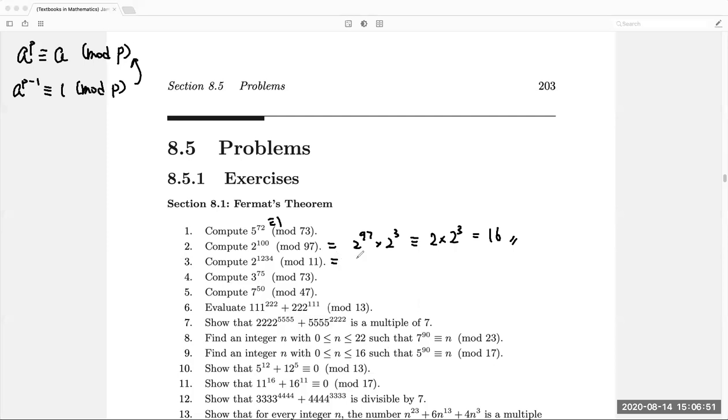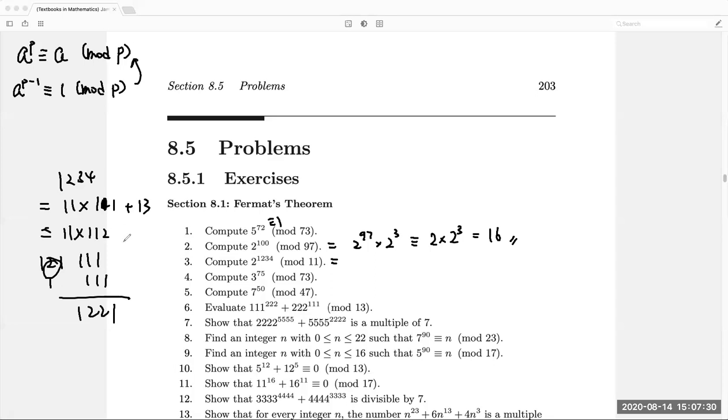The next one. You're using a similar trick, but first of all, you need to do some calculation. 1234 divided by 11 first. It can be written as 11 times 112 plus something. 11 times 112 gives you 1232, okay? Then the remainder should be 2. So 1234 is 11 times 112 plus 2, okay?